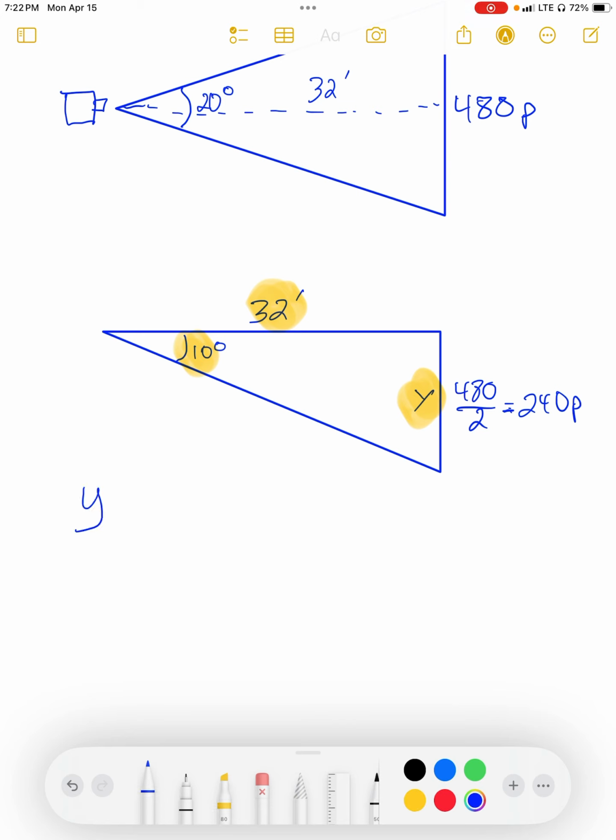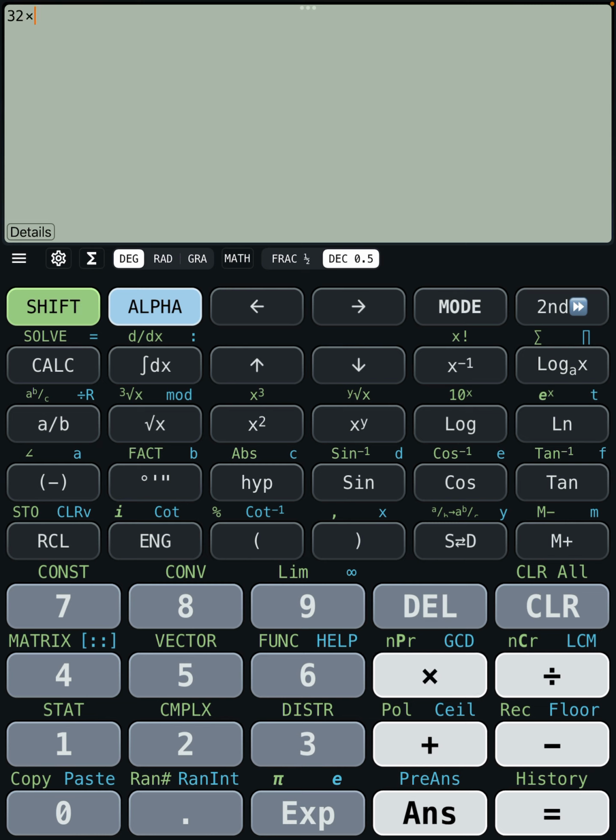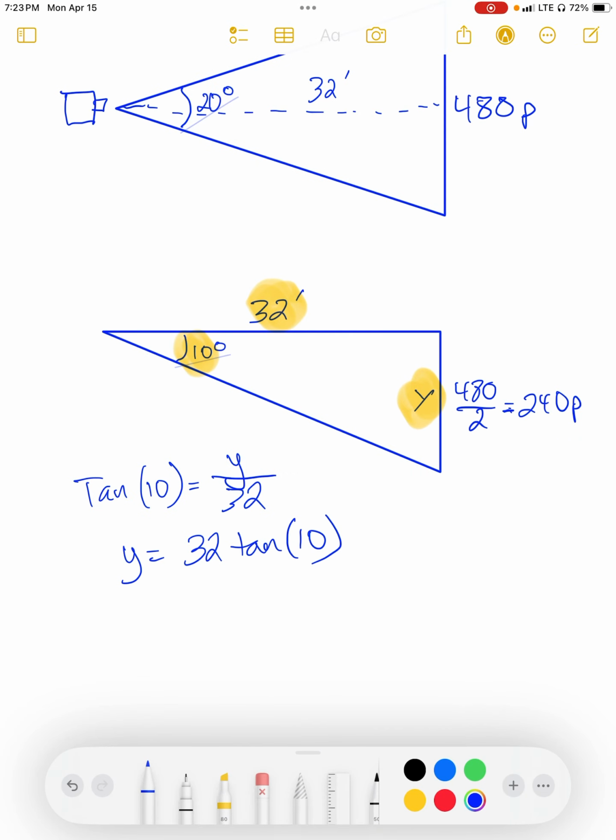So y now equals, the tangent of 10 equals y over 32. Or y equals 32 times the tangent of 10. So if we clear this, 32 times the tangent of 10 gives us 5.64 feet. Remember, because the 32 is in feet, y equals 5.64 feet.